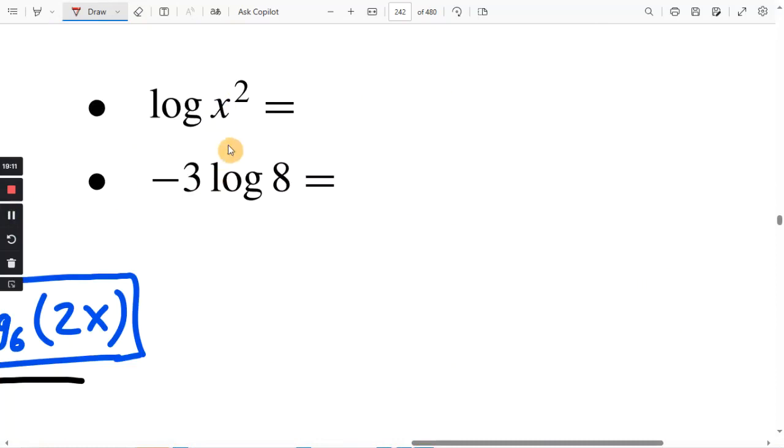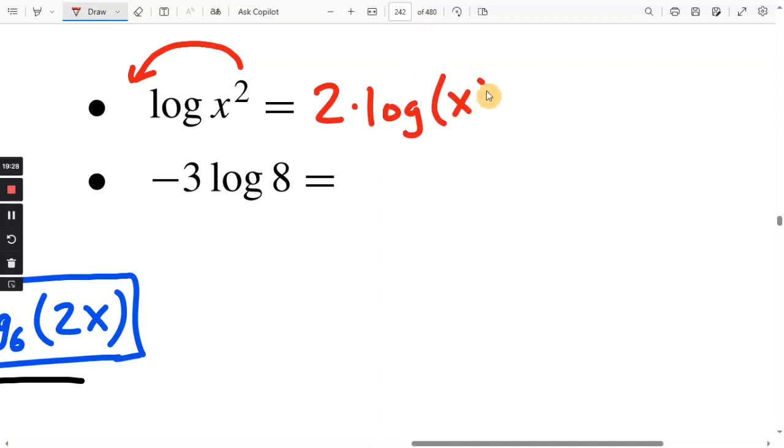All right, see if you can do these two, please. Here we have the exponent of 2. We can just move that out front. It's going to be 2 times the log of x.